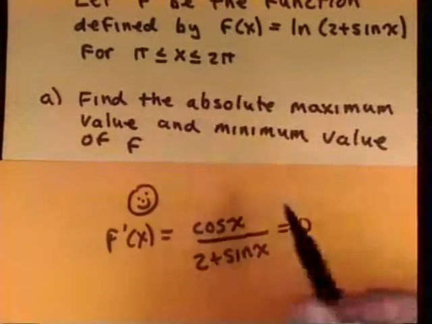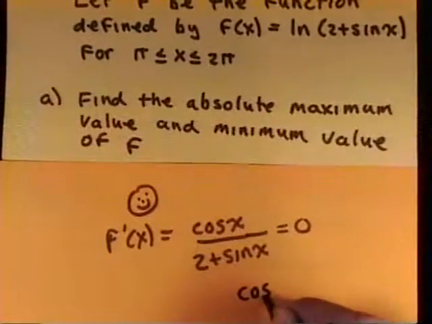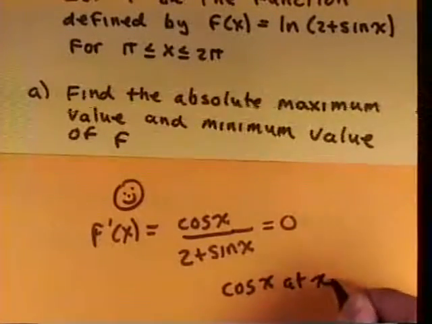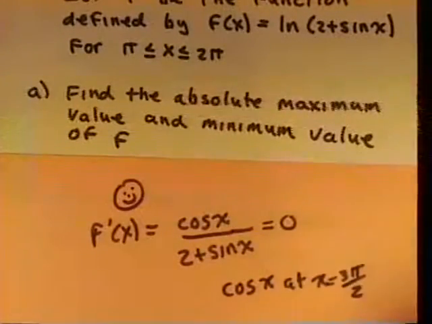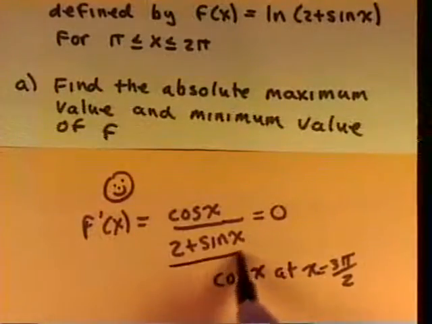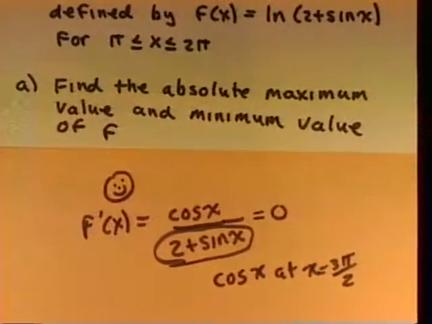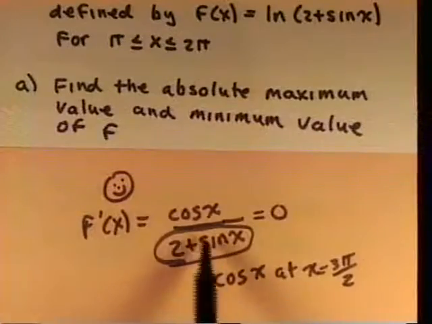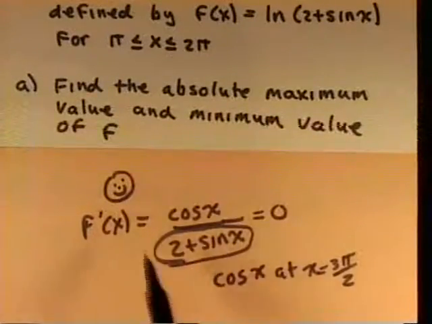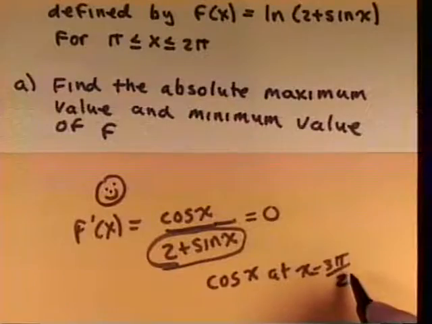Right, so it's in between pi and 2 pi. Cosine of x is equal to 0 at x equals 3 pi over 2. And now, what about this one? When does 2 plus sine x equal 0? Well, we would have to solve that. What do we know sine of x can be between? 1 and negative 1. Very good. So if the smallest this could be is 1, then this is always going to be positive. So that'll never be 0. So the only critical point is 3 pi over 2.